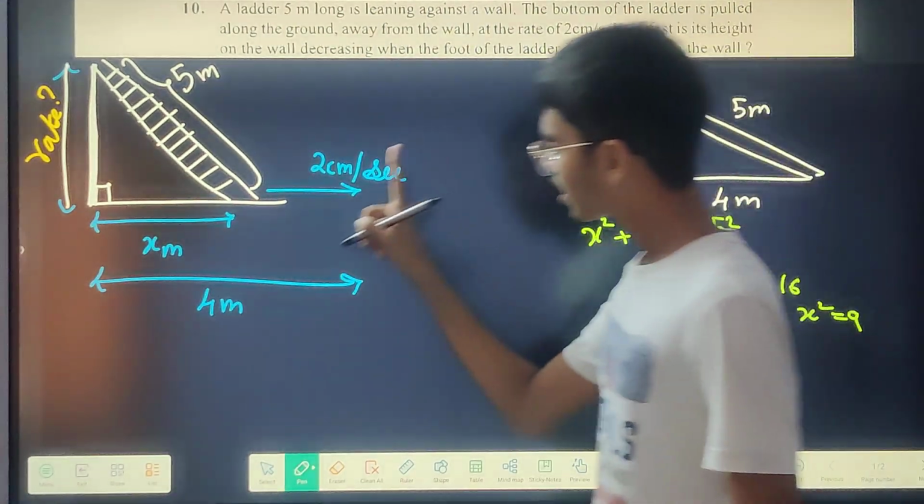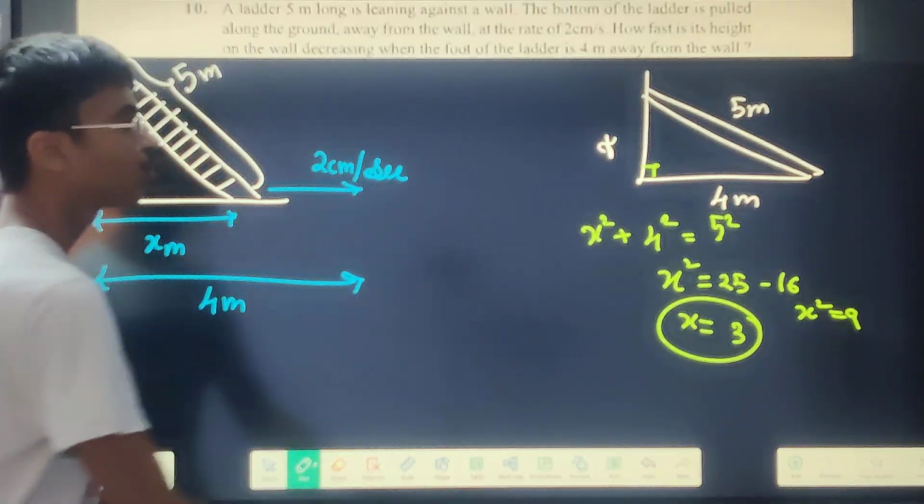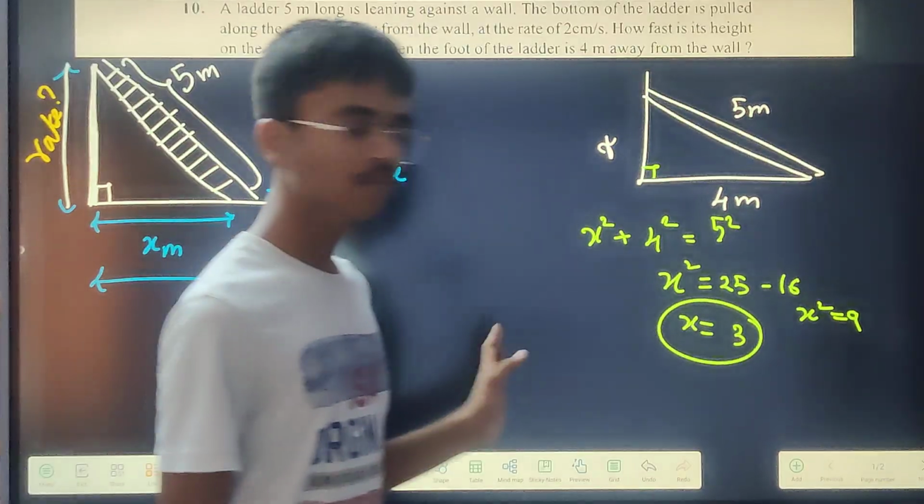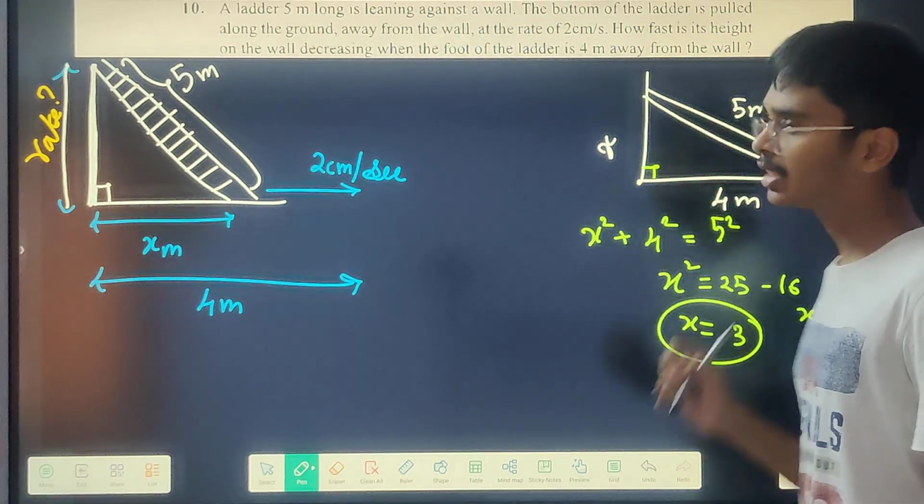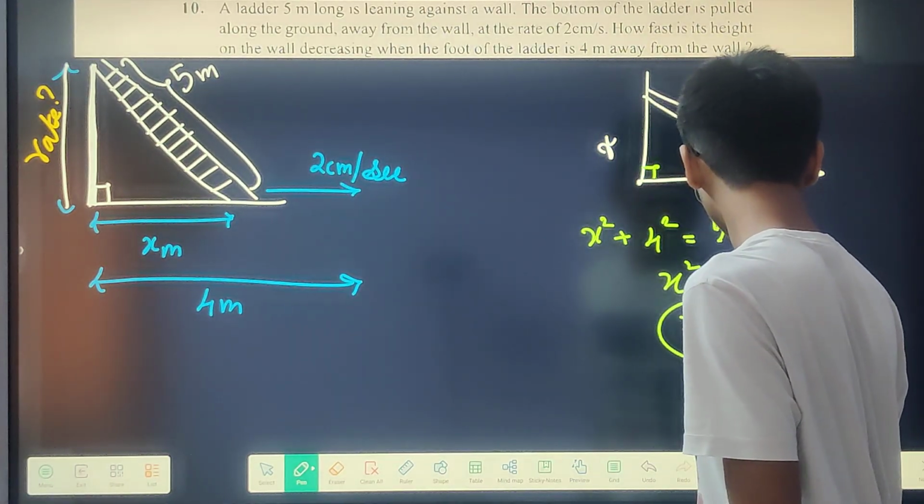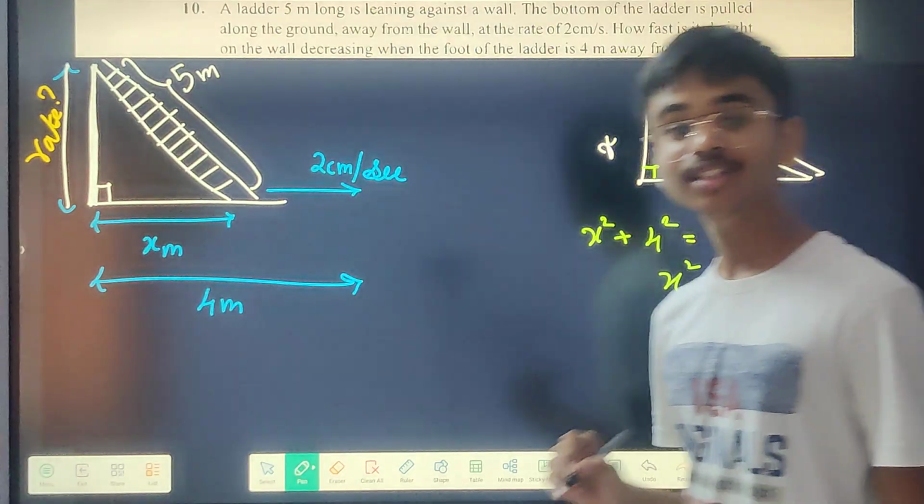So that means when this ladder is 4 meters away from the wall, then this x distance is going to be 3 meters.